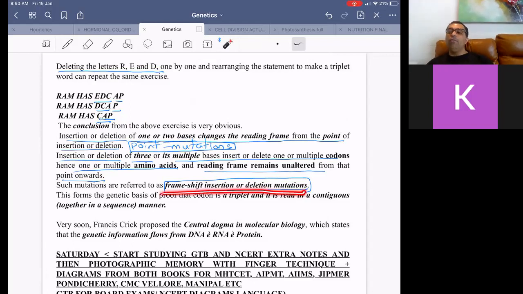So we ended with it. Which is more dangerous? A point mutation of one or two, or a frame shift of three or multiples of three? Deletion or addition of one or two changes the reading frame completely. That is more dangerous. Three or multiples of three added or deleted only adds or deletes amino acids, but the remaining sequence of amino acids remains the same. That is called frame shift insertion or frame shift deletion. That is the safer kind of mutation.